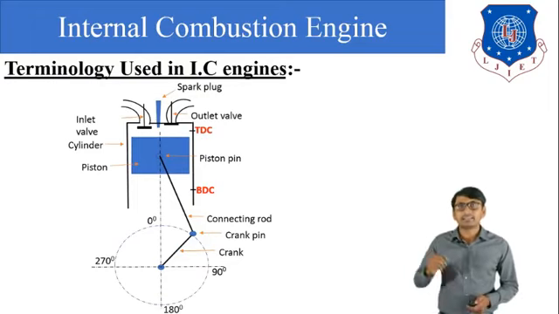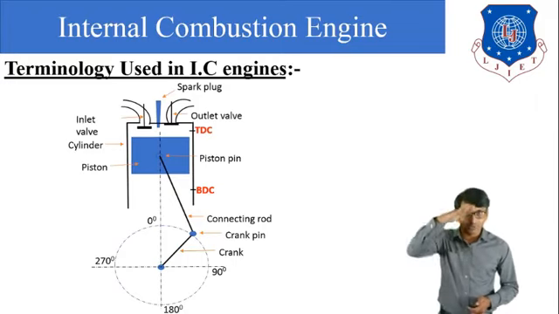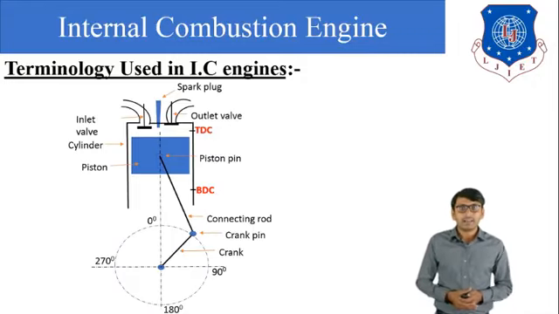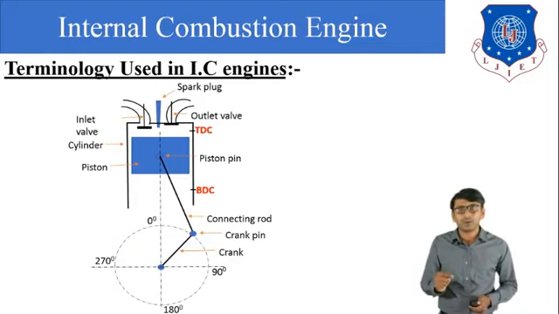Now here there is a TDC and BDC. TDC is top dead center, BDC is bottom dead center. The piston moves in reciprocating motion and the crank rotates in rotary motion. The position of the crank in the diagram is denoted by 0, 90, 180, 270, etc.